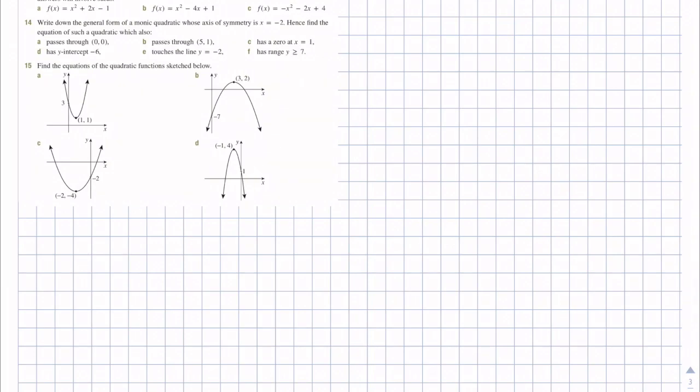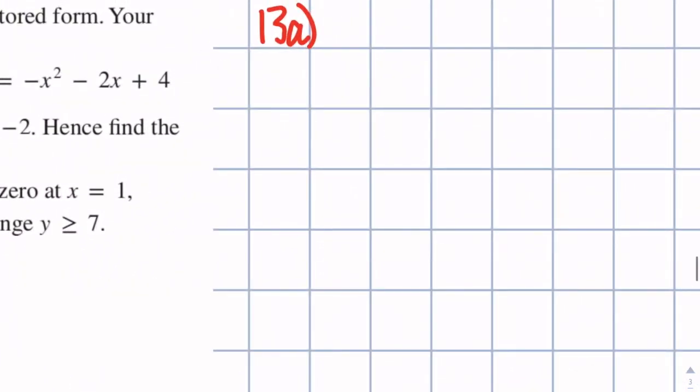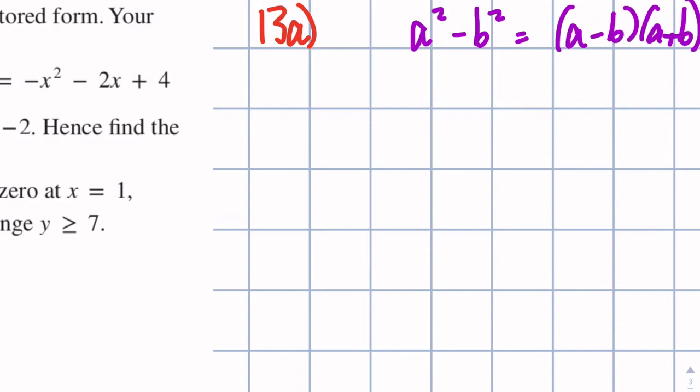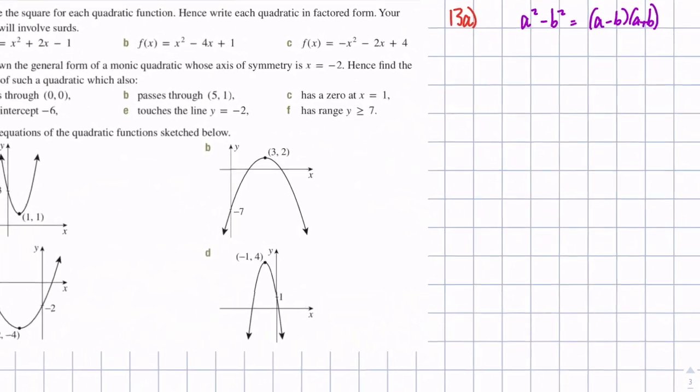Okay, now let's have a look at question 13. It says complete the square, hence write each quadratic in a factored form. Your answers will involve surds. And I just want to remind you, spoiler alert I guess, if I have a squared take b squared, then that comes out as a take b, a plus b. We're going to aim for that. But first of all, let's complete the square of these things.